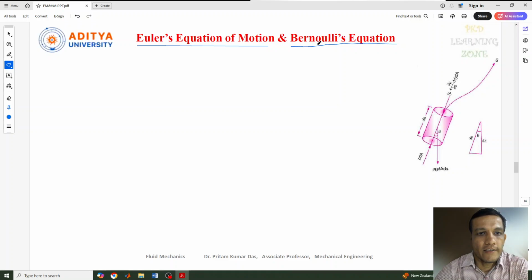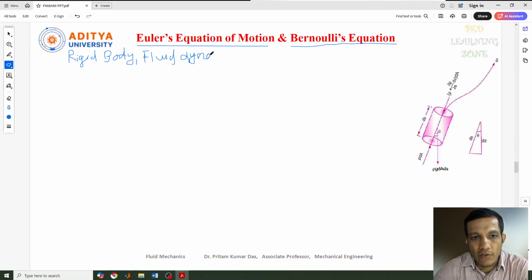Here, Euler's equation actually describes the rotational motion of a rigid body. We can consider a rigid body and it will describe the rotational motion of that rigid body. And next, this Euler's equation concept came from fluid dynamics, or you can say this is the fundamental principle of fluid dynamics.